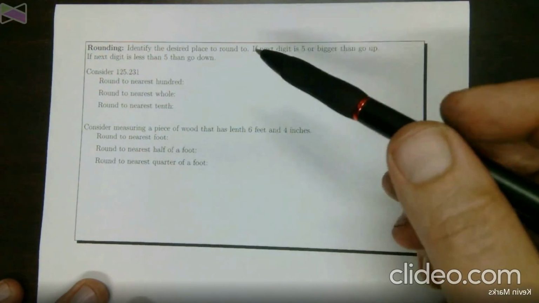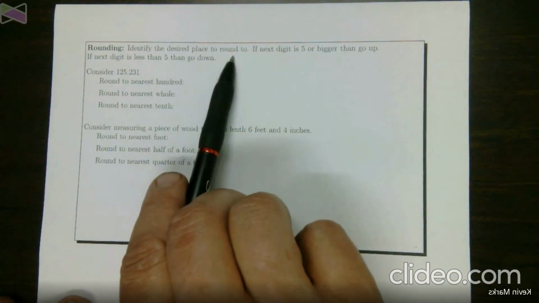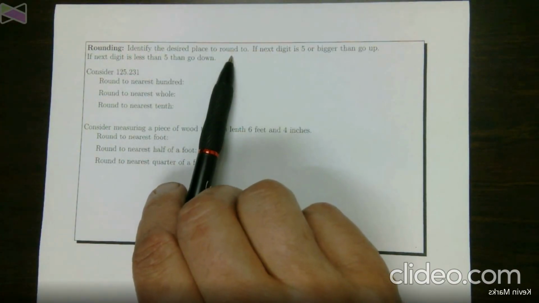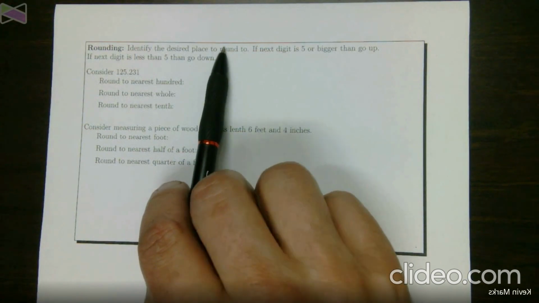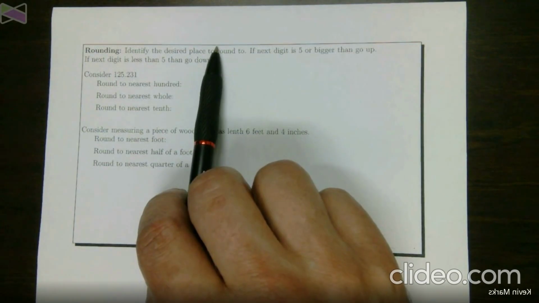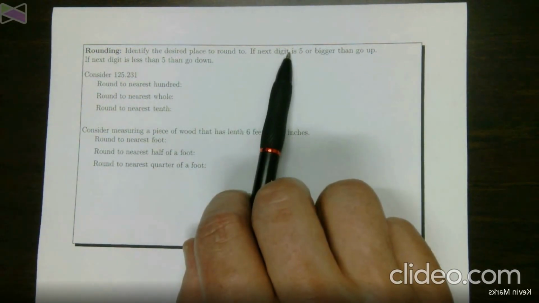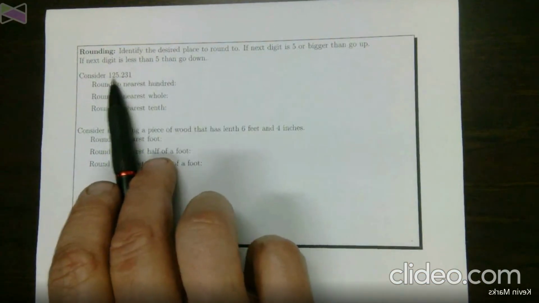Okay. But basically, if they do tell you what to round to, you have to identify what they wanted to round to. And then basically your number, if it's going to be in between two of these nicer ones, right? If you're more than halfway, you go up. If you're less than halfway, you would go down. Or you go to the next digit. And if it's 5 or above, go up. If it's less than 5, go down. Right?